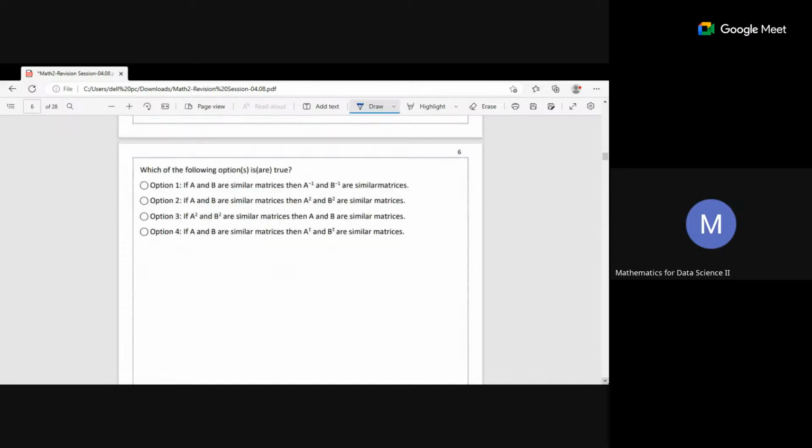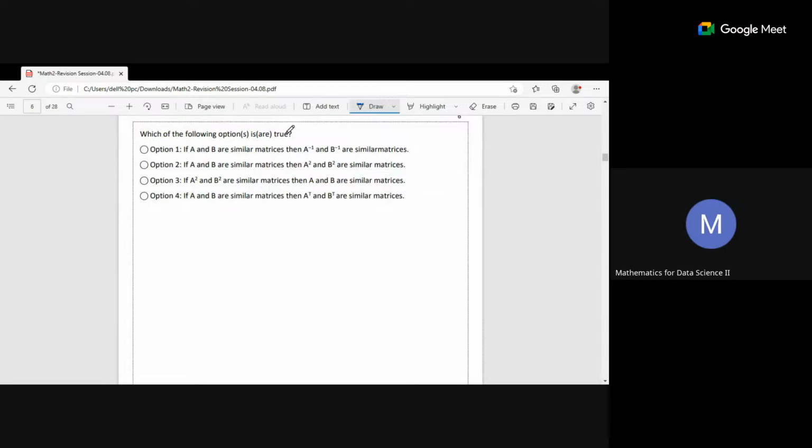Which of the following options is or are true? If A and B are similar matrices, then A inverse and B inverse are similar matrices. Is this true? True. We have actually done this during the class. If A and B are similar matrices, then A square and B square are similar matrices. Yes. In fact, A power n and B power n are similar matrices, we have proved.